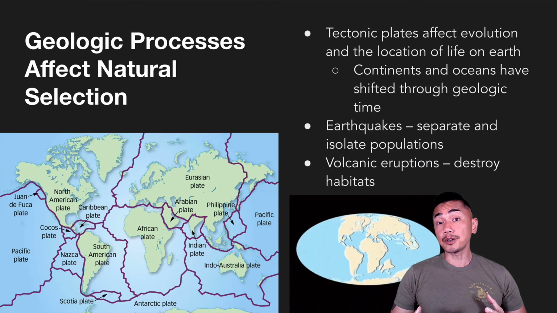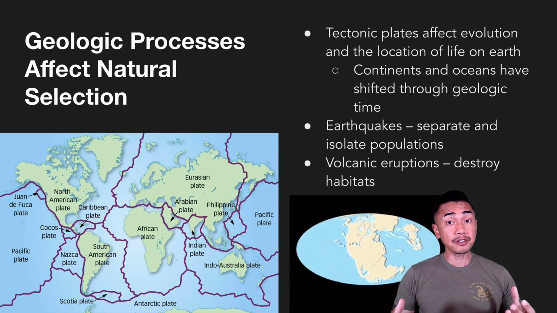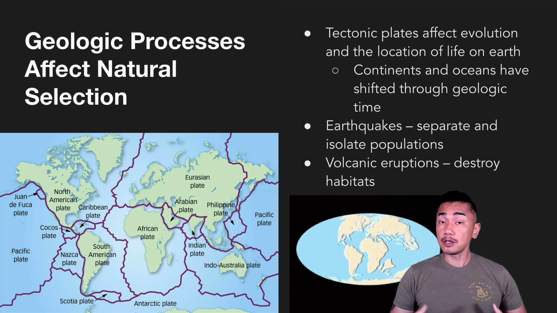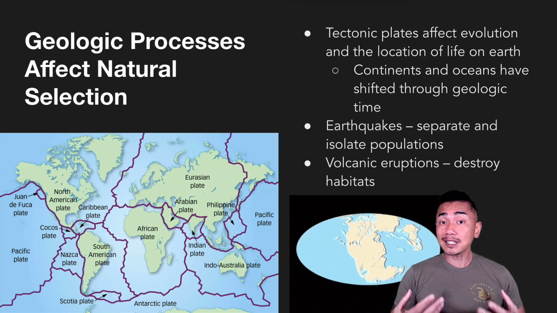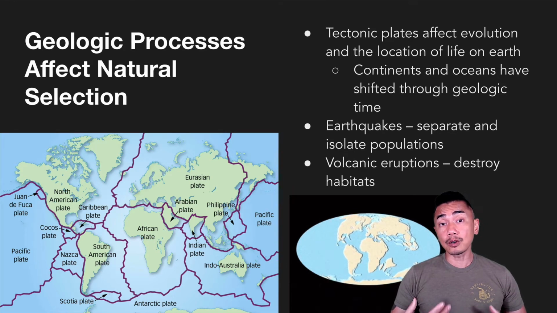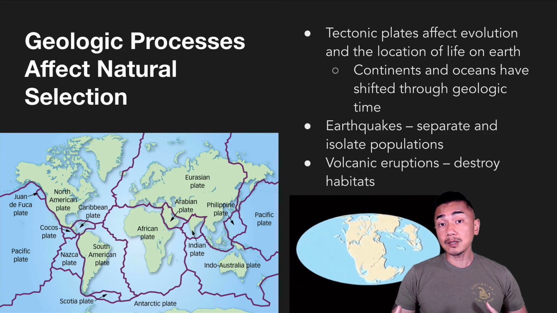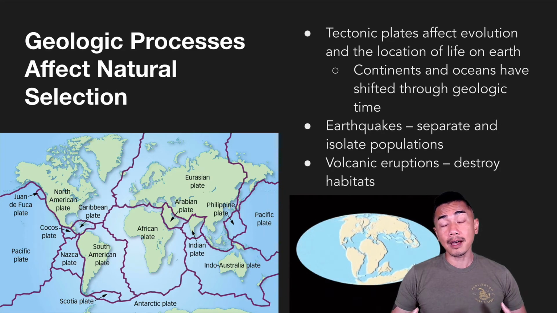The outer layer of the Earth is called the crust, and the crust is broken up into large pieces of Earth called tectonic plates. Over time, these plates have shifted, and as a result, the oceans and continents have shifted as well. As a result, tectonic plates affect evolution and the location of life on Earth. Two good examples of this are earthquakes and volcanic eruptions. Earthquakes will separate and isolate populations. Volcanic eruptions will destroy habitat.